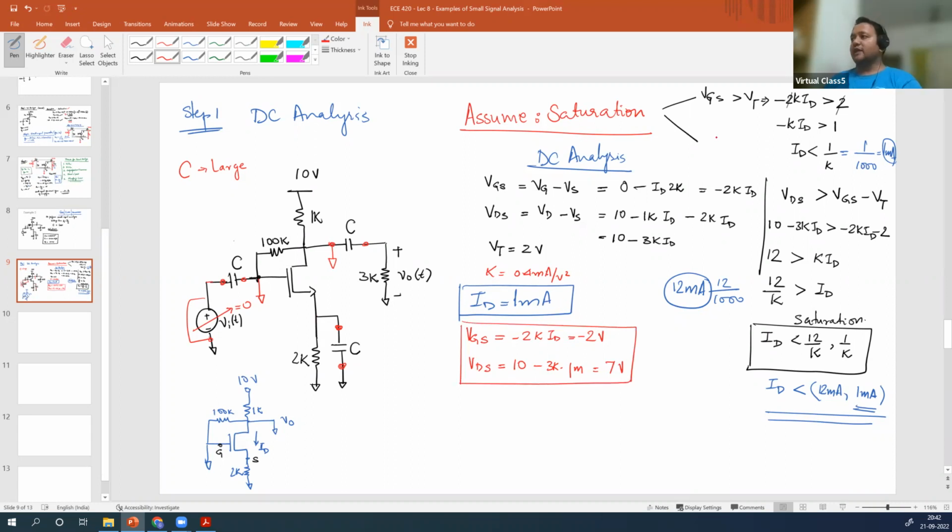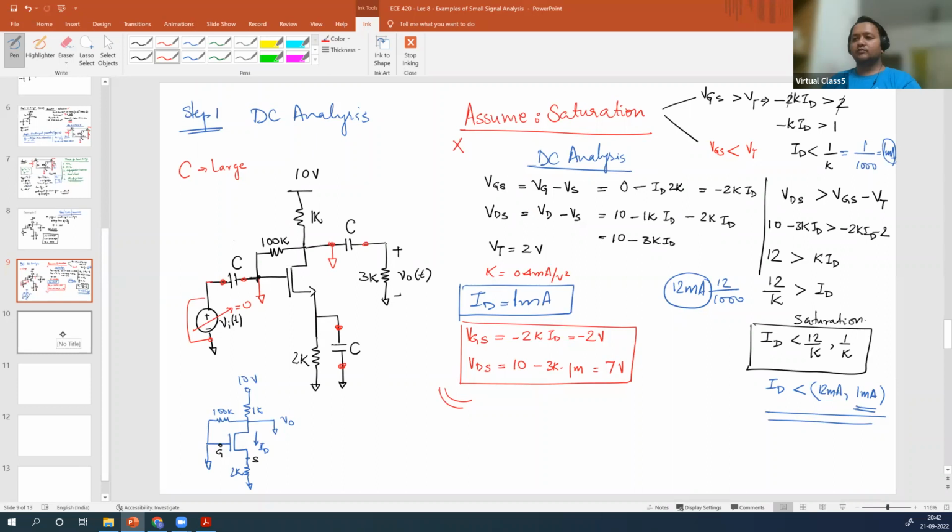Now let's validate. Is VGS greater than VT? VGS is not greater than VT. VGS is minus 2, VT is plus 2. So the assumption of saturation is wrong. Okay.